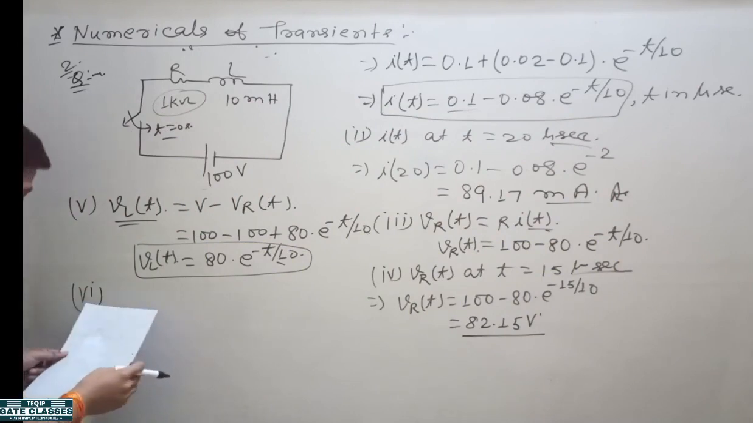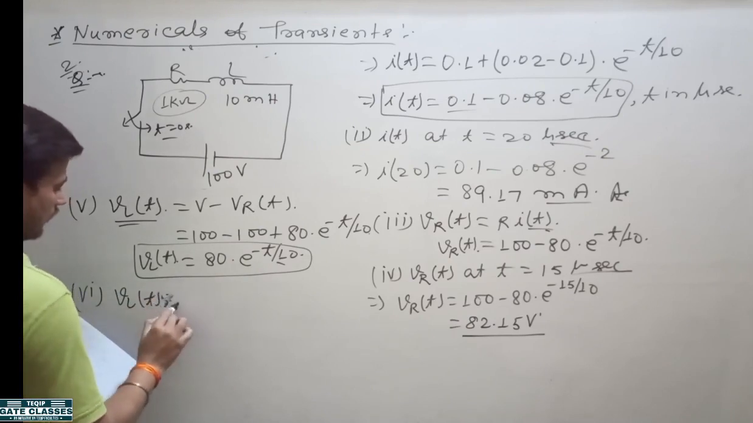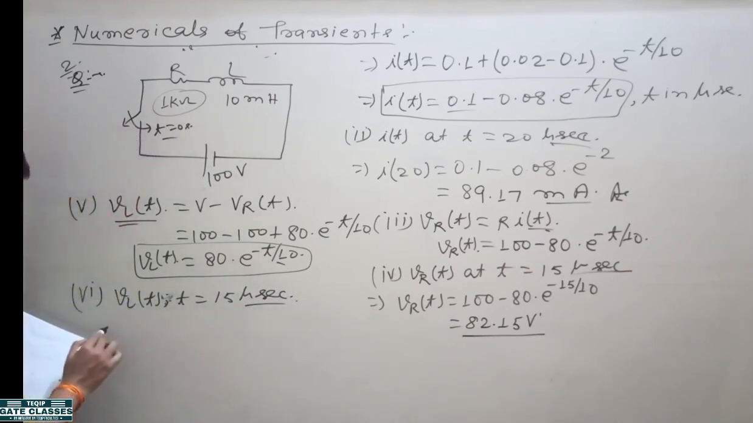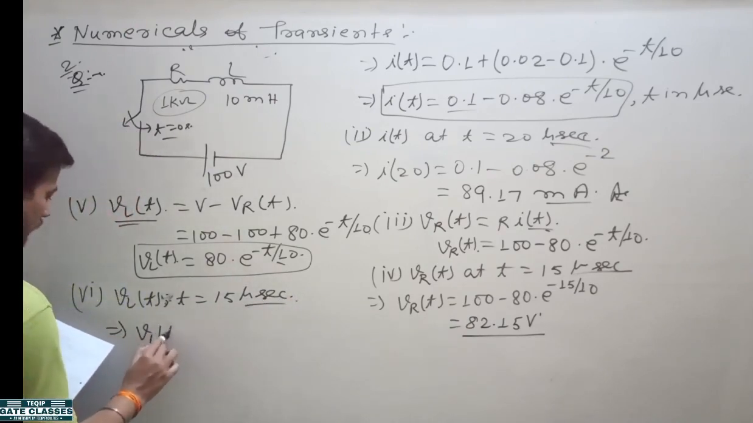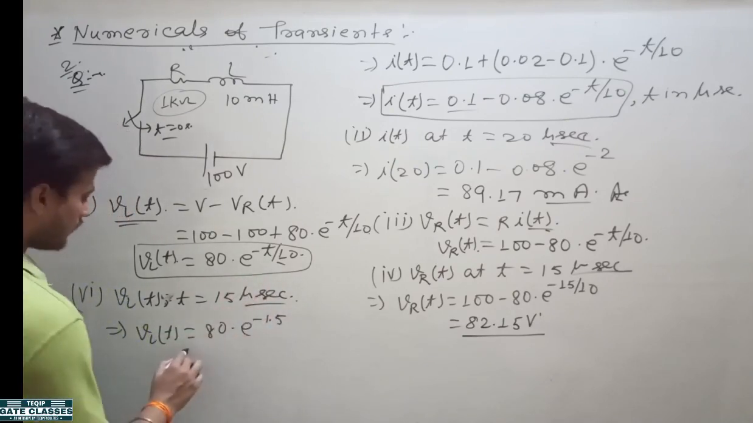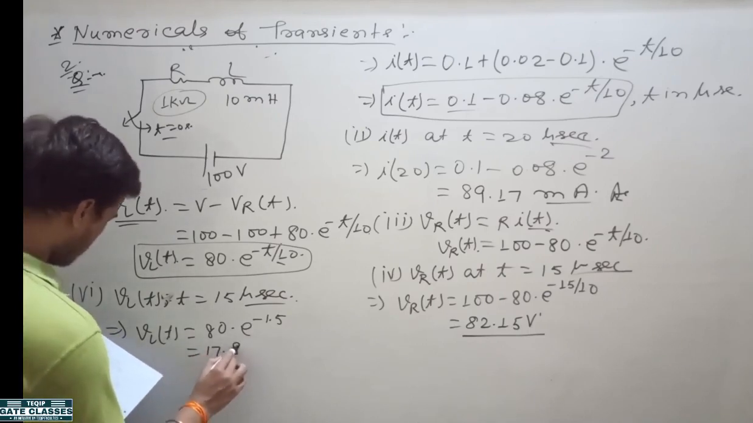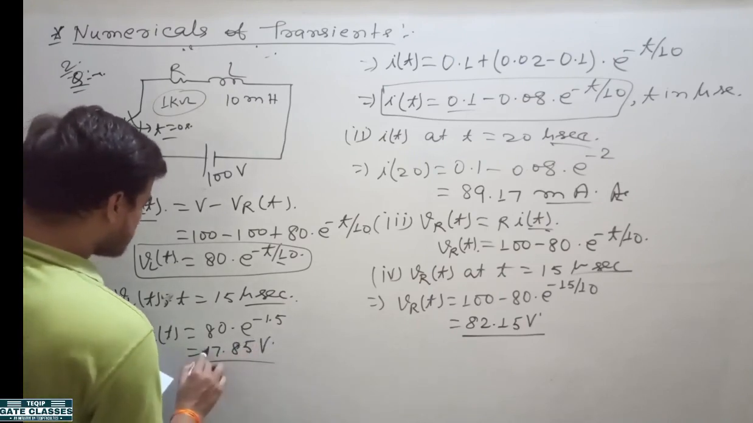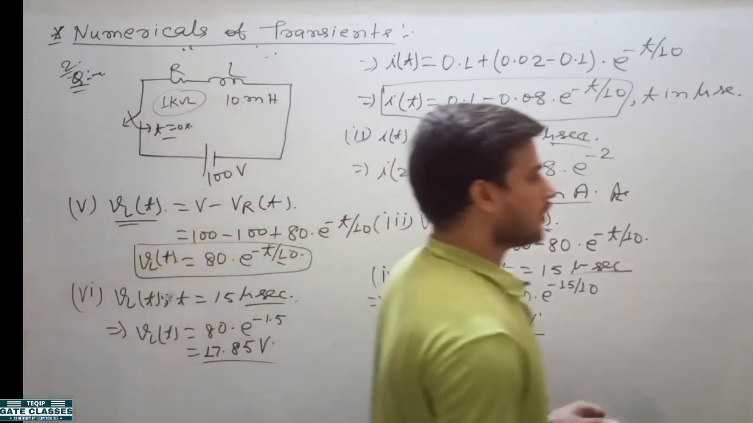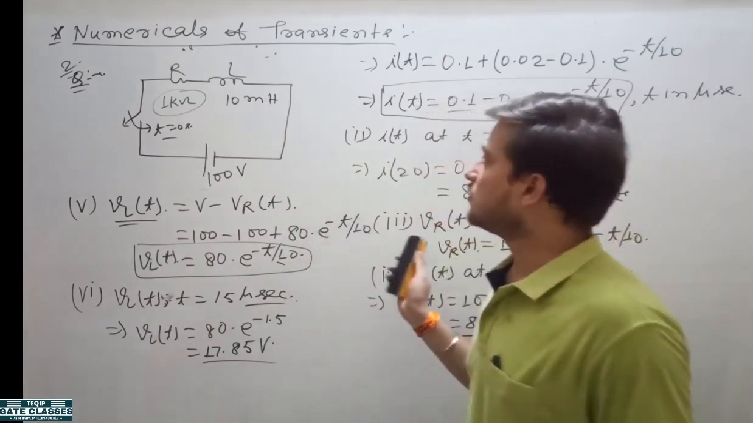The sixth point is we have to find VL(t) at t equal to 15 microsecond. So VL(t) will be equal to 80 into e to the power minus 1.5, that means 15 by 10. So from here it will be equal to 17.85 volt. Clear? So this is all about the RL circuit.